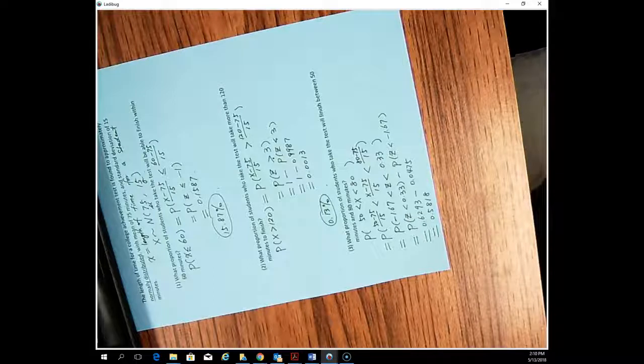So this is basically how we use the z-table to find any normal event probabilities. And also we can solve some application problems.